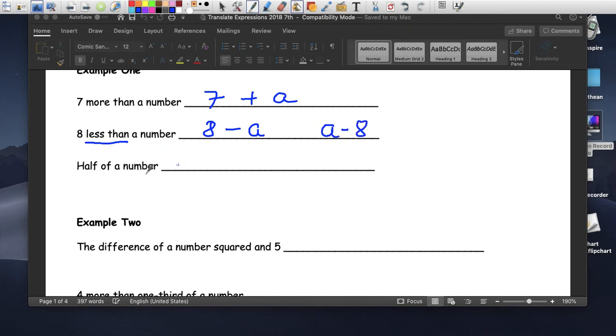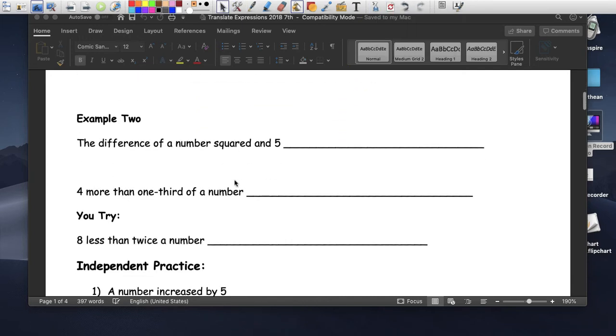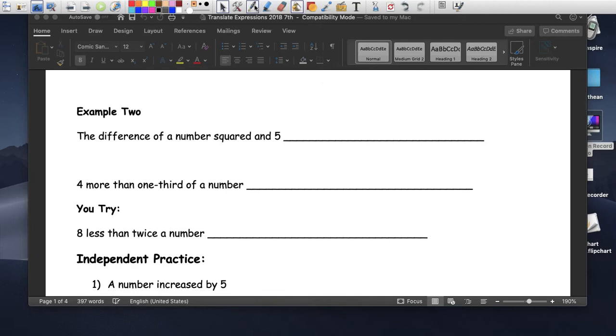Half of a number. Here's half. Of means multiplication, and the number is n. So you can write it like that, or you can write it like this. It doesn't really matter. It means the same thing. The difference is subtraction. So we know we're going to be subtracting something, and the two terms are going to be subtracted. So number squared: here's my number to the second power, which is squared.